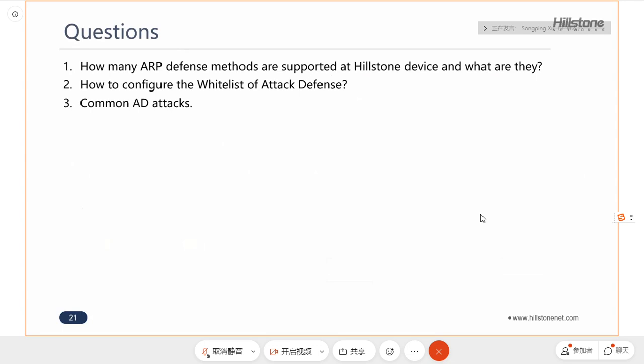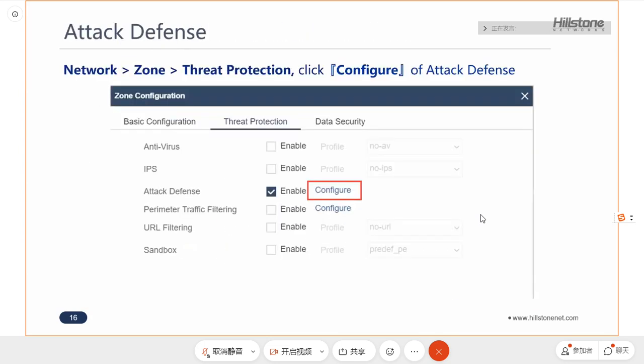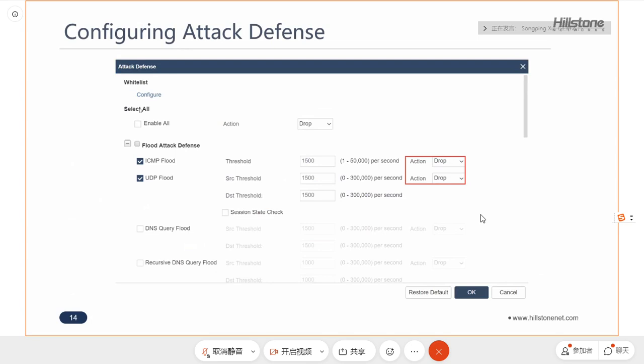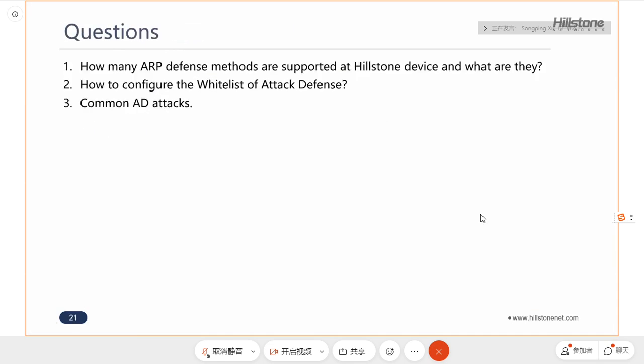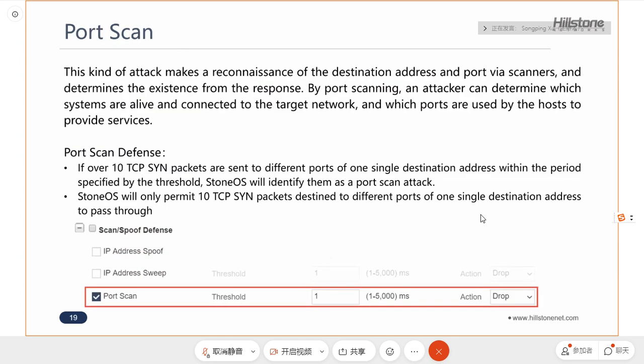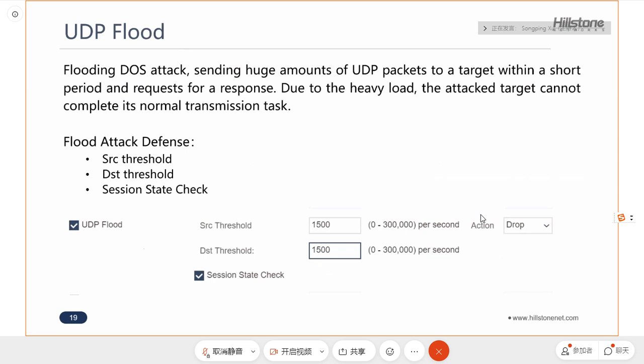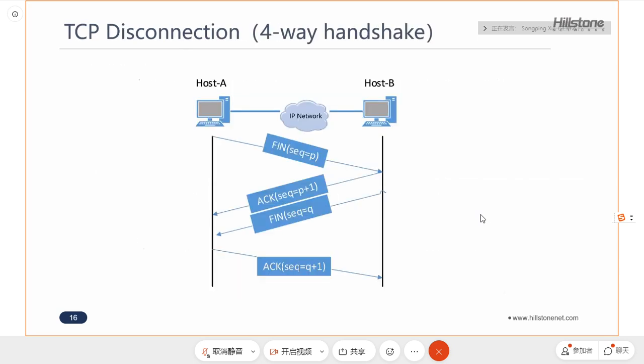Some questions for this chapter: how many ARP defense methods are supported? As I mentioned before, we support IP MAC binding, ARP authentication, ARP inspection, DHCP snooping, host defense, and also host blacklist. How to configure the whitelist of the attack defense? When you configure these functions, you can also configure the whitelist here. So there's a whitelist. Some common attacks, as I mentioned before, are like UDP flood, SYN flood, port scan, etc. So those are the commonly used attacks.